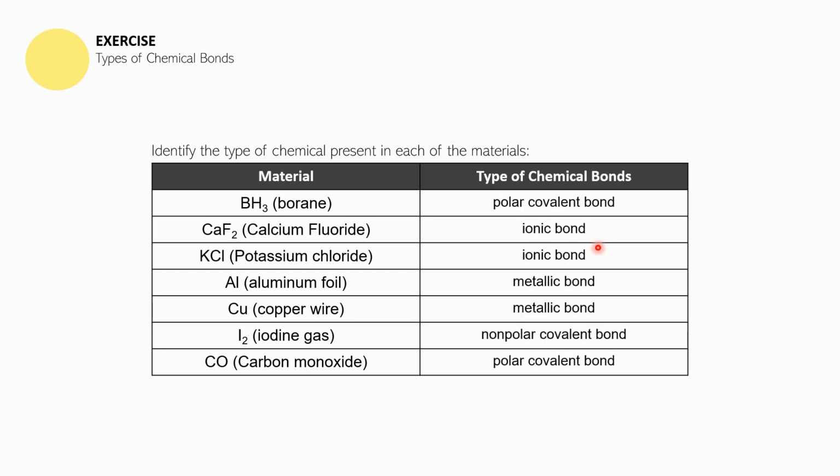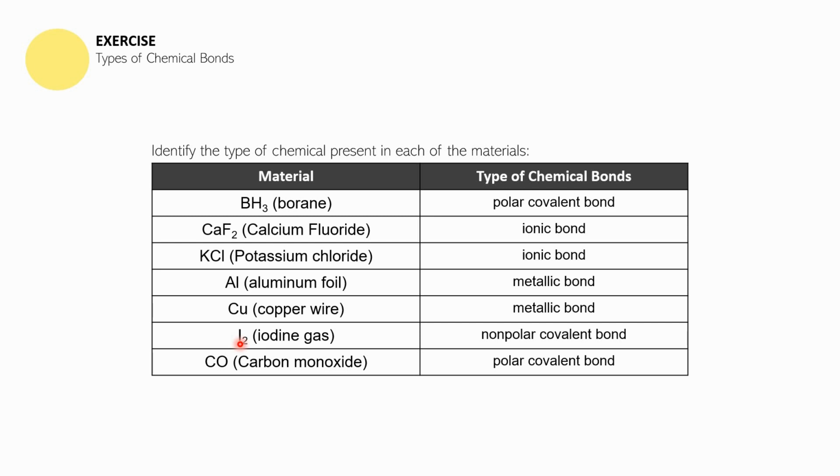Okay. So for borane, the bond present there is polar covalent bond. For calcium fluoride and potassium chloride, the bond present is ionic bond. It's fairly obvious because these are halogens and metals. So, metals and halogens which are non-metals, usually ionic. Aluminum foil is a metallic bond. Copper is another metallic bond. For iodine, it's a non-polar covalent bond because it is diatomic. It usually results in a non-polar covalent bond. And then for carbon monoxide, it results in a polar covalent bond.